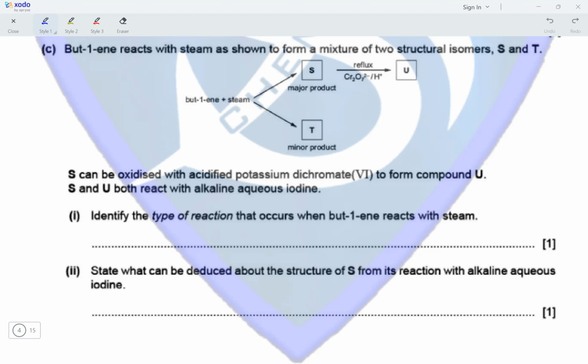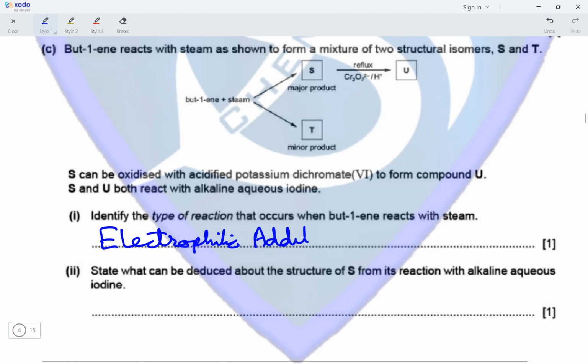Identify the type of reaction that occurs when but-1-ene reacts with steam. So this reaction is called electrophilic addition. The OH group adds on to one of the carbon atoms present in a double bond, and the hydrogen from steam adds on to the other carbon atom present in the double bond.